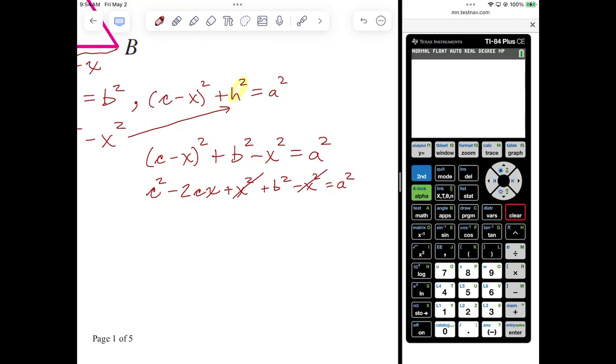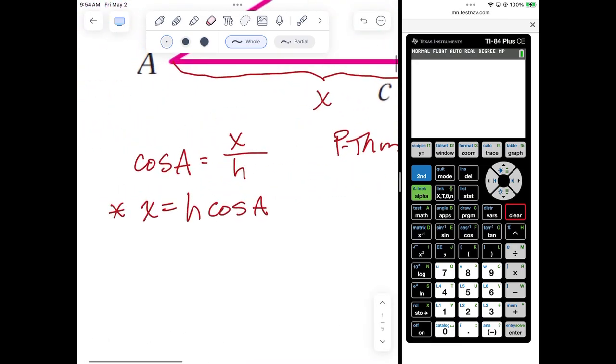They cancel. They're gone. Did that take care of my x problem, or do I still have an x somewhere? Oh, I still have an x. Yeah, I still have one x right there. So I need to figure out a way to get rid of x and substitute something in that's in terms of a and b. Well, look what I did over here. Remember when we found the cosine of a to be x over h?